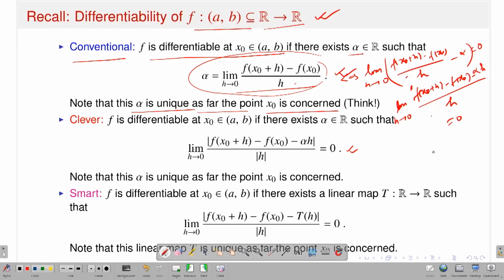And what is the existence of this? This is nothing but the limit as h approaches 0 of something being 0. That means actually the modulus is 0, because I am talking about the existence of a limit with respect to some metric or some distance. In R, what is the distance? Absolute value.